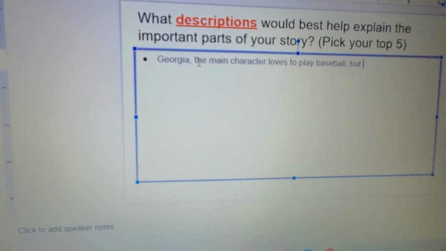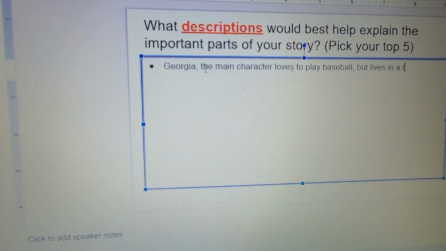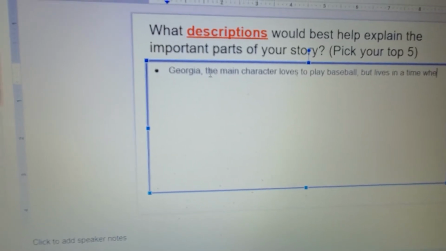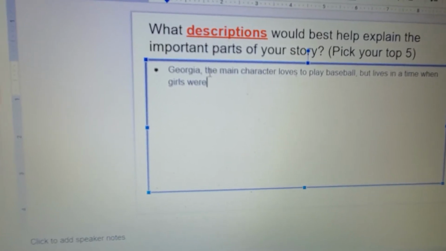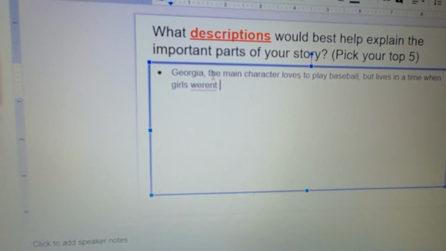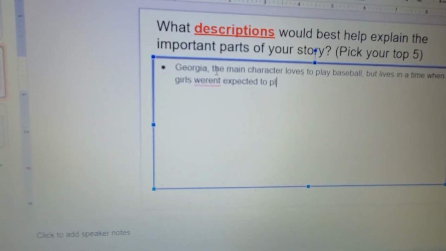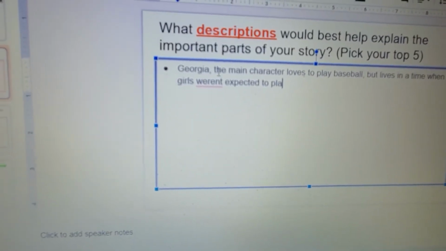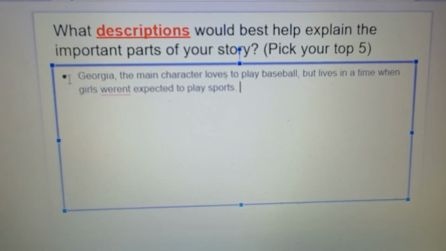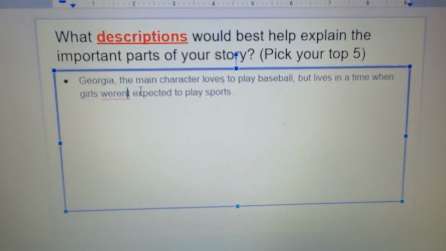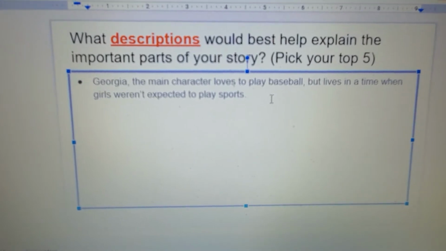But lives in a time when girls weren't expected to play sports. Now that's a description that I want to include because that's important to understanding the story based on what we talked about last week. Okay, so that's one description. So I can come up with 4 more.